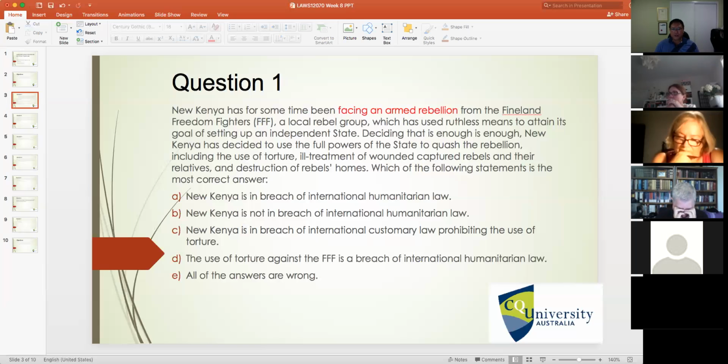So the use of torture on its own, okay, cannot be a breach of customary international law, because there is no customary international law relating to torture.